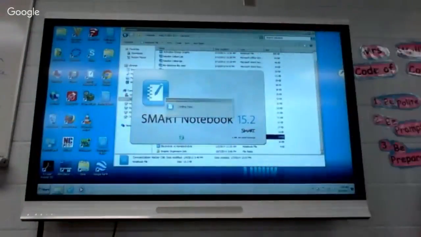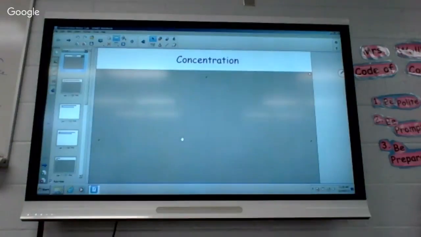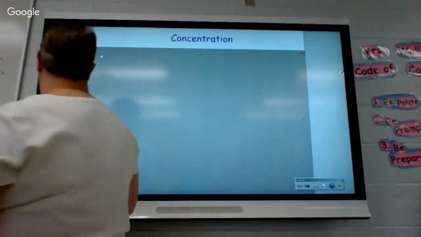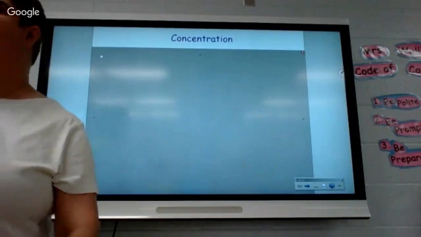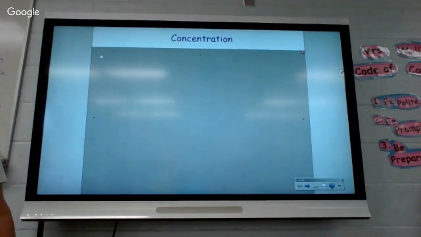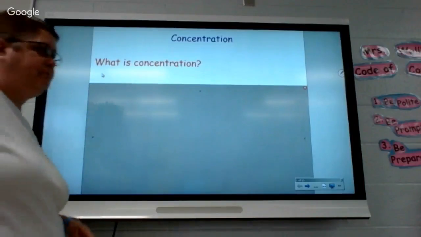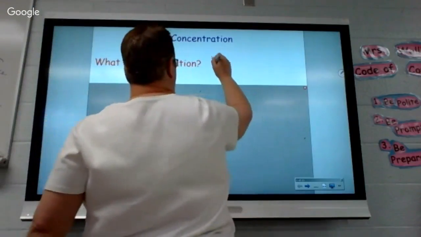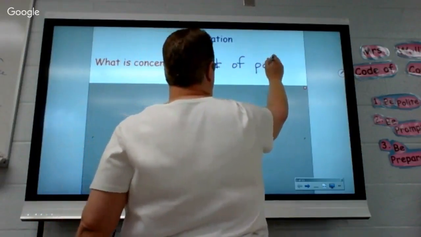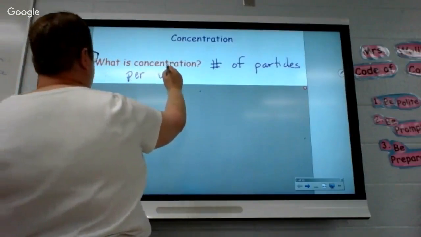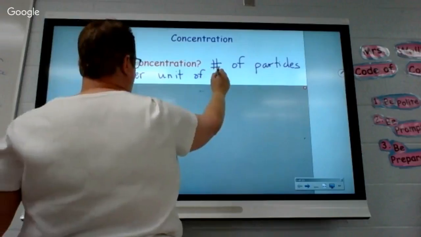If you look on your reference table, both of these formulas are actually on your reference table. So the nice part about this is you don't have to memorize either of these formulas. The other nice piece is we've already done all the background for these formulas, so we're just putting together information that you already know how to do. Now, concentration. Concentration is the number of particles per unit of volume.